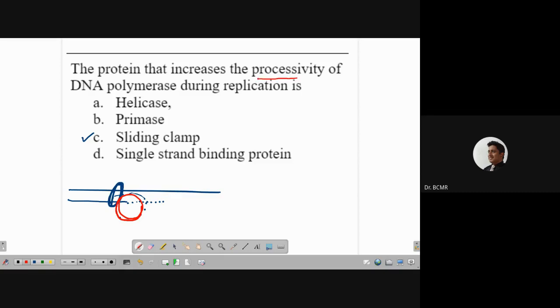I hope you remember what is meant by processivity. Processivity is the phenomenon of how many subunits are added before DNA polymerase dissociates from the DNA. Something like DNA polymerase 3 has high processivity, and DNA polymerase 1 has very low processivity. So it's mostly about being in contact, and sliding clamp is helping increase the processivity. We also remember PCNA. In eukaryotes, sliding clamp is called PCNA, proliferating cell nuclear antigen. Okay.